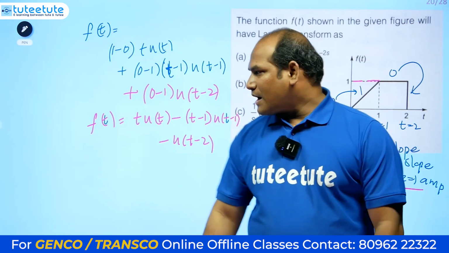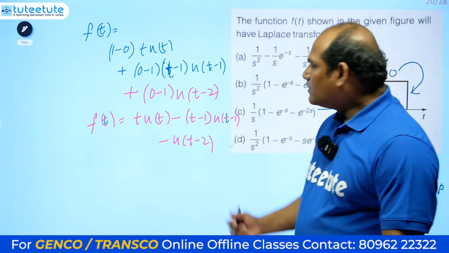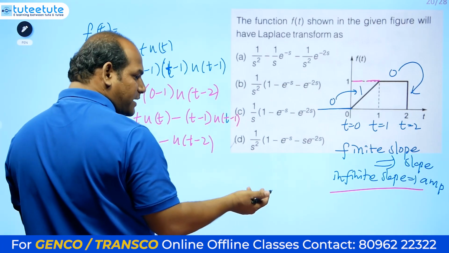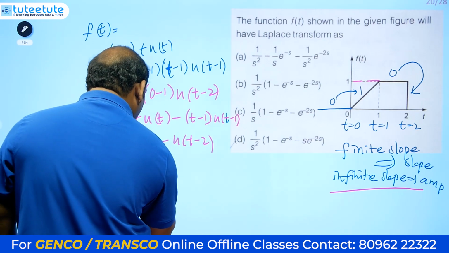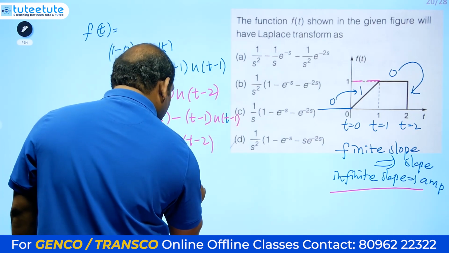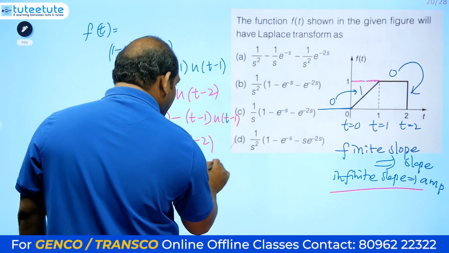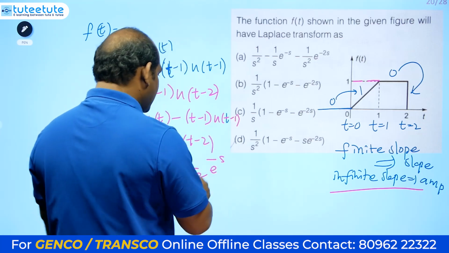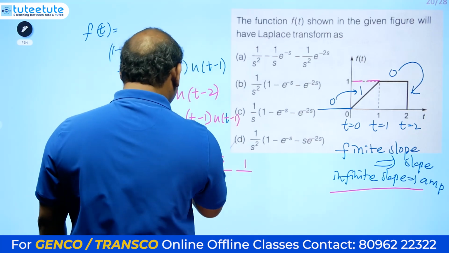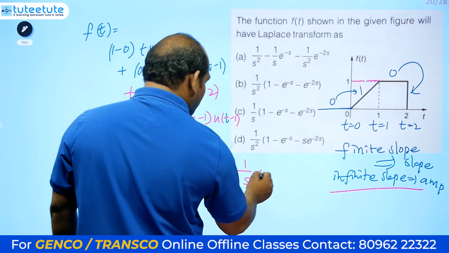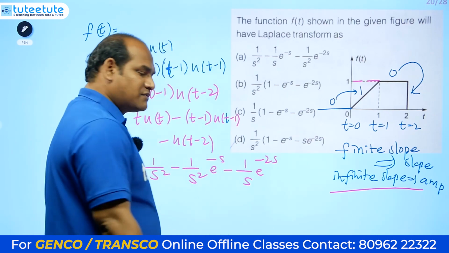Okay, now apply the transform. So what will we get? t into u of t means 1 by s square, and again this is t, that means 1 by s square, but here shift is there, that is e power minus s by 1 second. So e power minus s into 1, again minus 1 by s, this is u means just 1 by s only, na. Okay, then e power minus 2s, that is what we can write.